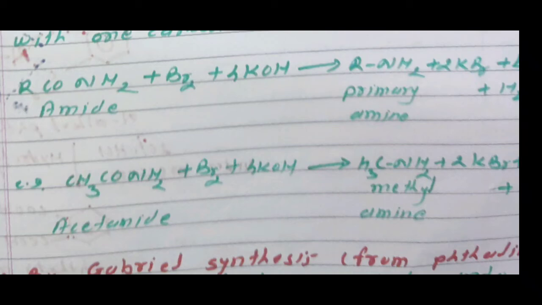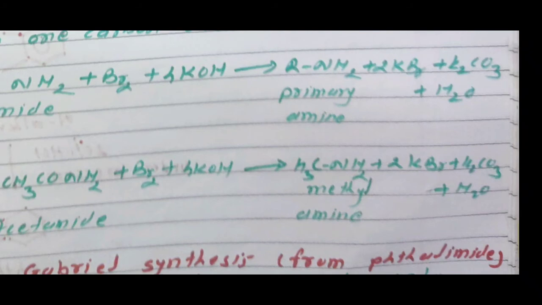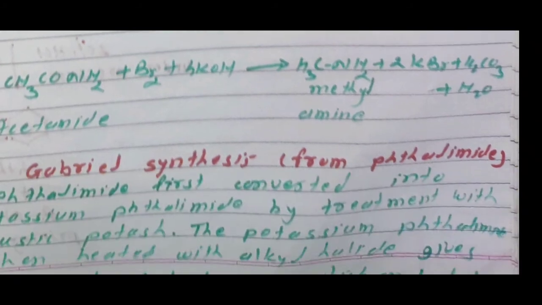Then acetamide reacts with Br2 plus KOH, forming the hypobromamide intermediate, and methylamine, a primary amine, plus two molecules of KBr plus K2CO3 plus water. These are the byproducts of this Hofmann degradation reaction. The major characteristic of the Hofmann degradation reaction is the formation of a primary amine with one less carbon atom than the starting material. Then reaction number 4, or preparation method 4.